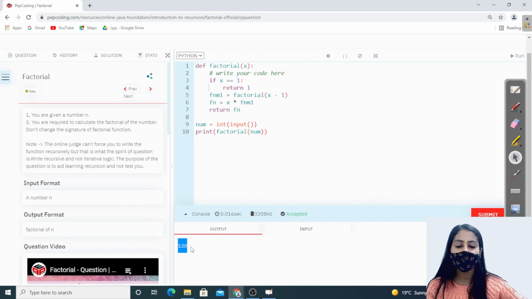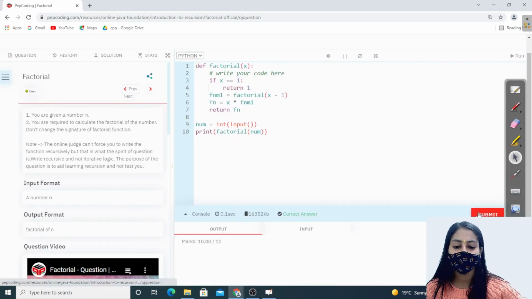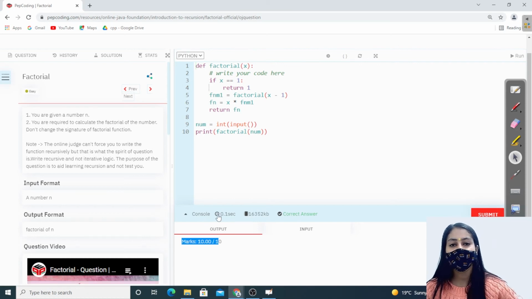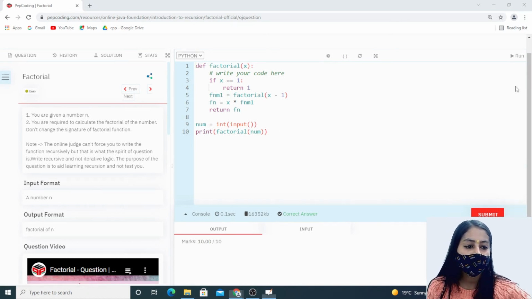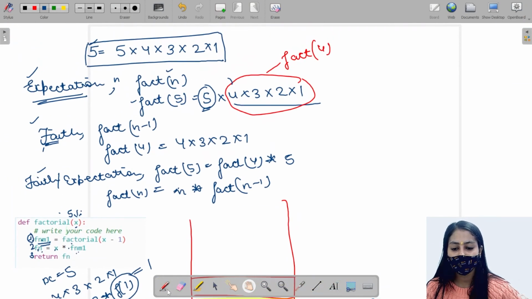So let's try to execute this. We are getting the correct answer. Let's try to submit it. So our code is getting submitted, right? So what are we doing? We are just meeting our faith with expectation, right? Now our expectation is what?